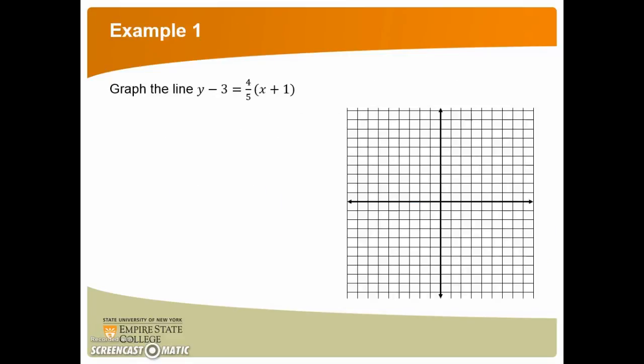Suppose we have the equation y minus 3 equals 4/5 of the quantity x plus 1. First, we need to identify the point on the line that is part of the point-slope equation. Since there are minus signs built into the equation, we need to switch the signs we see. Our line contains the point -1, 3. We plot that point.